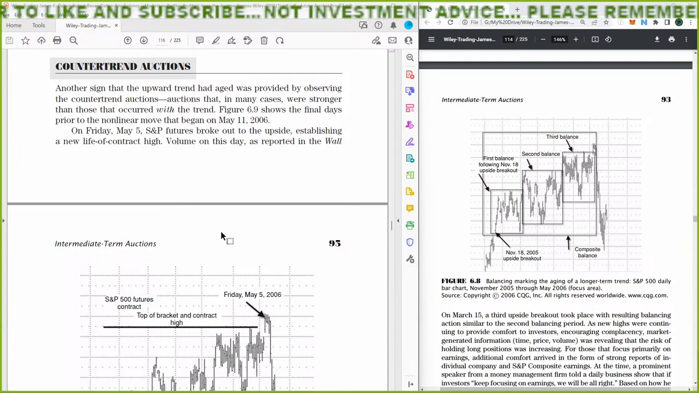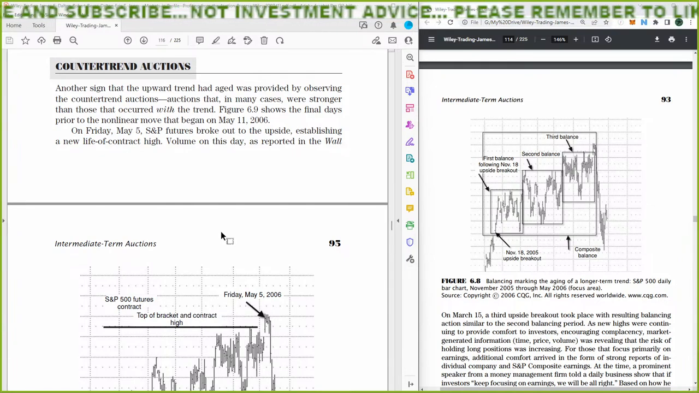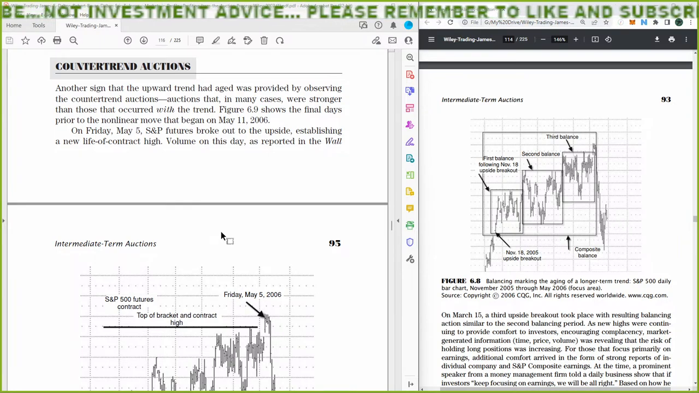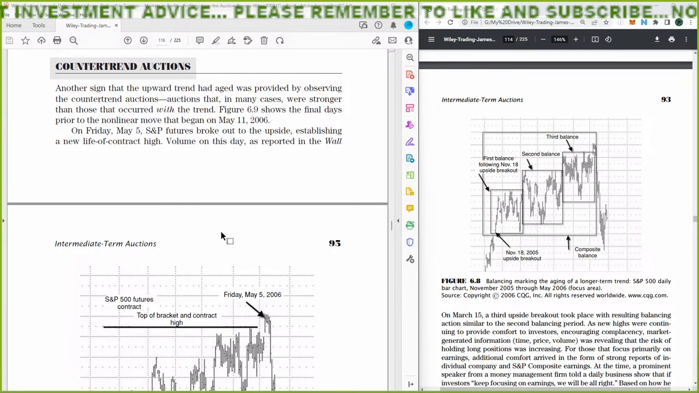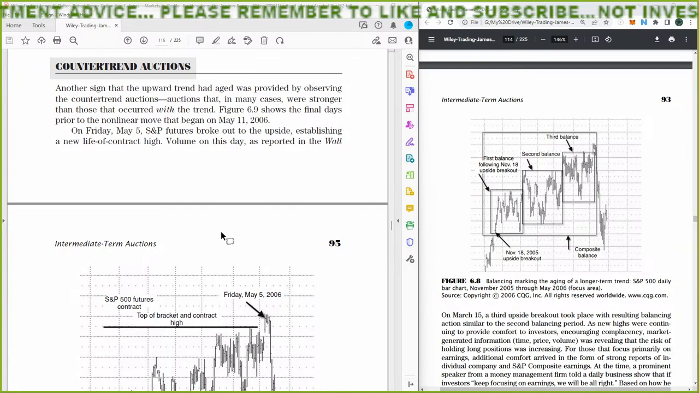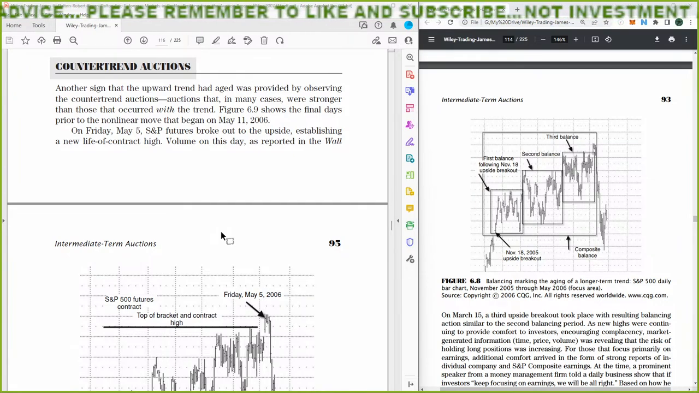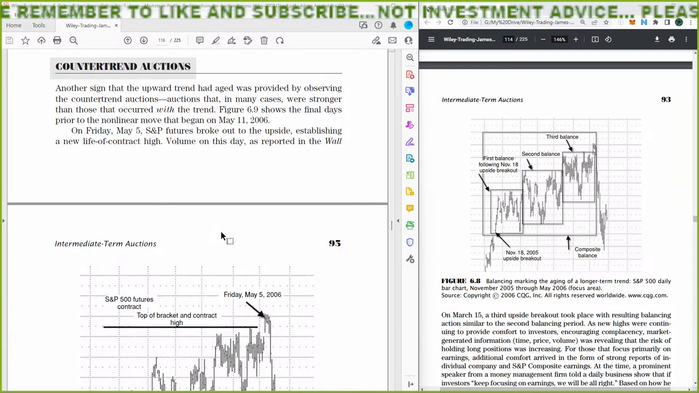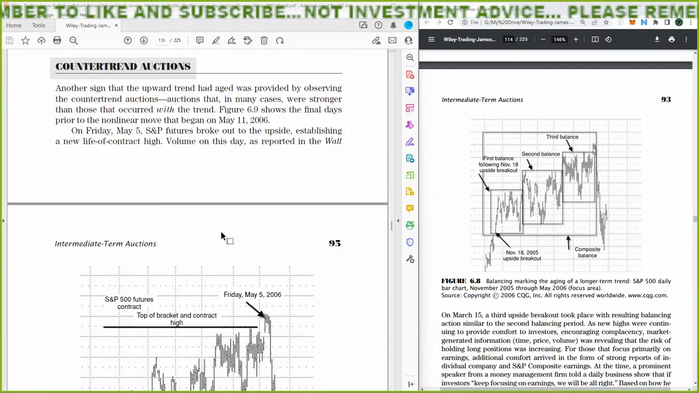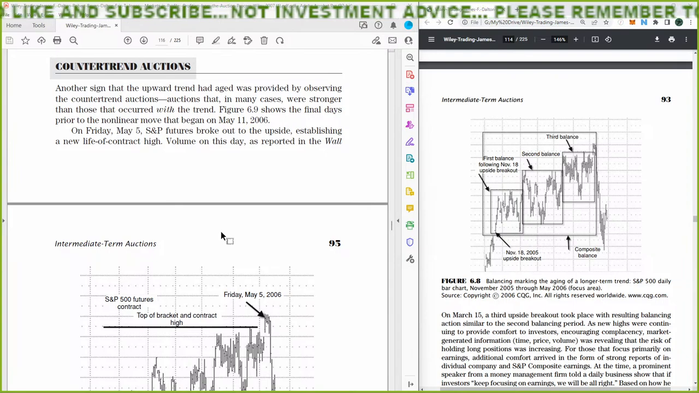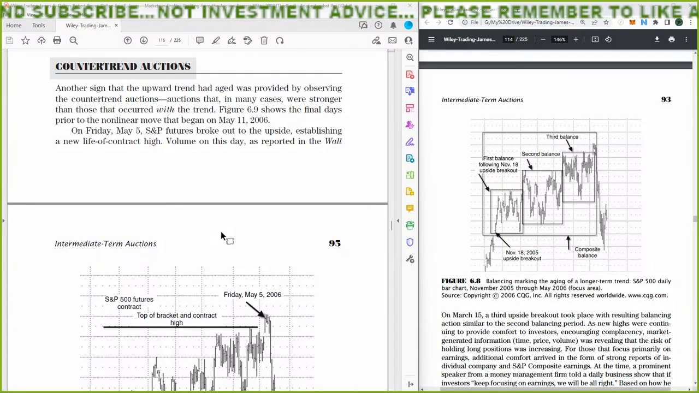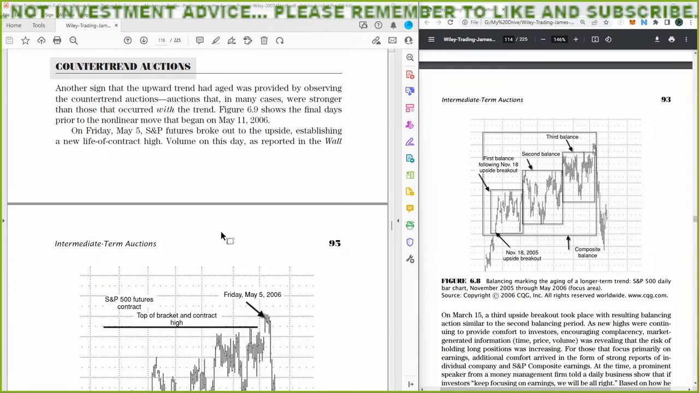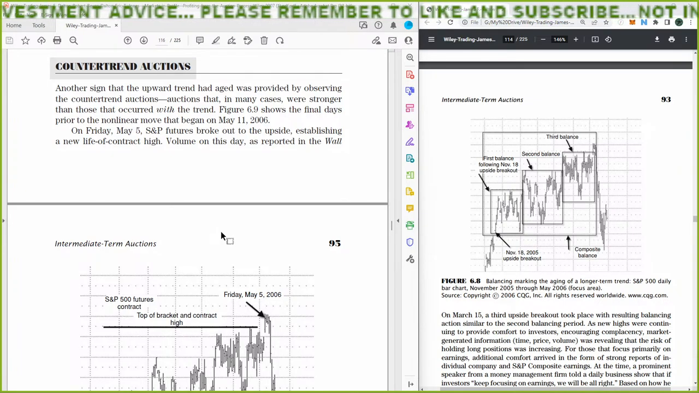Counter trend actions. Another sign that the upward trend has aged was provided by observing the counter trend auctions, auctions that in many cases were stronger than those that occurred within the trend. Figure 6.9 shows the final days prior to the nonlinear move that began on May 11th, 2006. On Friday, May 5th, S&P futures broke out to the upside, establishing a new life of contract high.